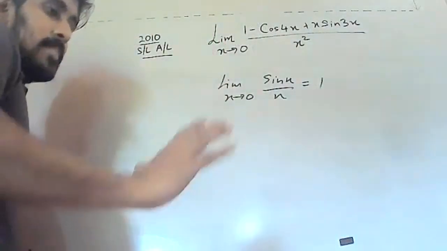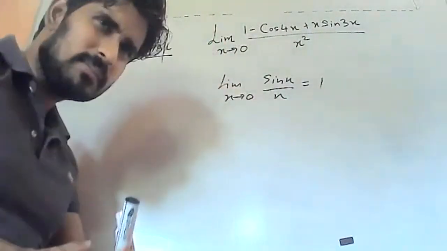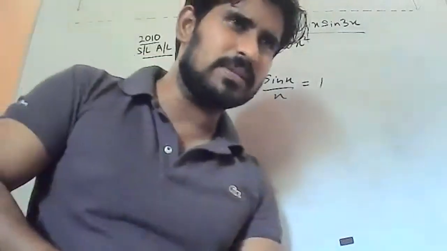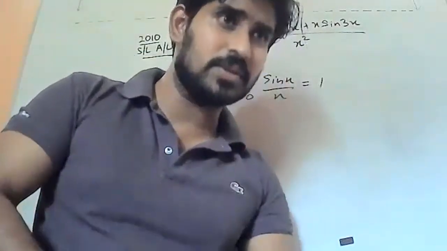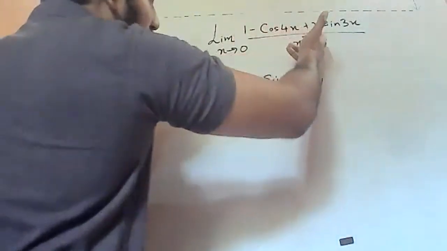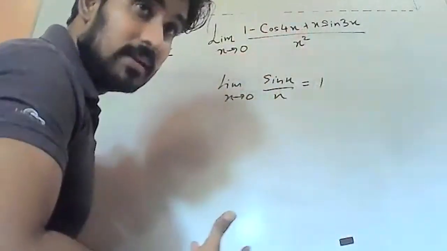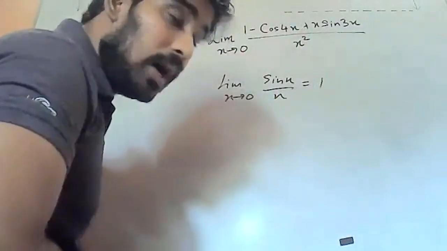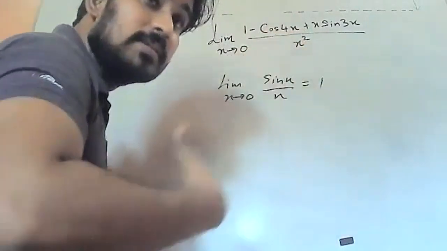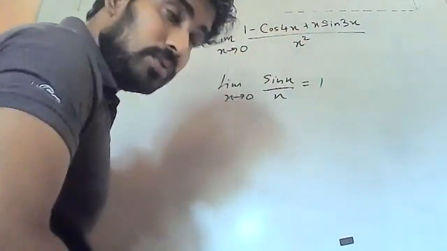Okay, so now let's see. In addition to that, you will need some trigonometric identities. Most of the time when solving these limit problems, you will need trigonometric knowledge, because here 1 minus cos 4x means 4 times the angle. So you should know how you are going to replace this term by a sine term. You should know those things.